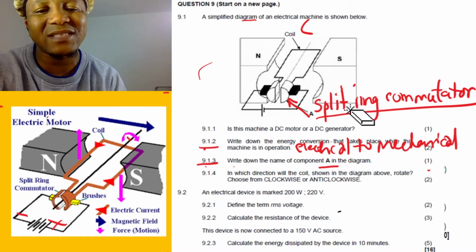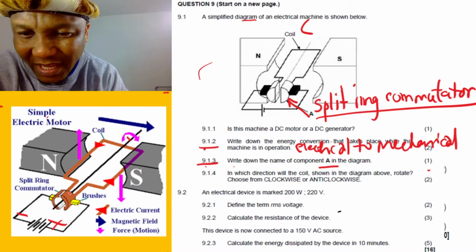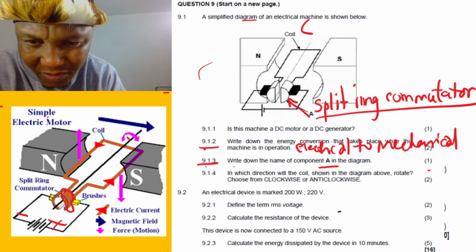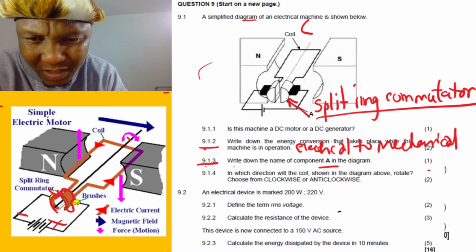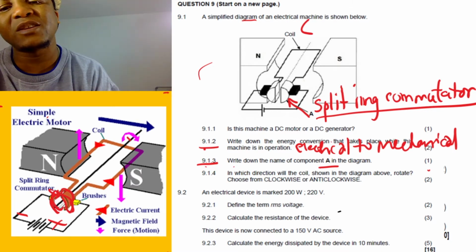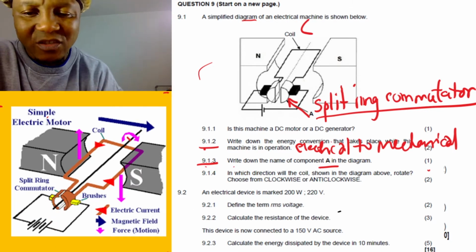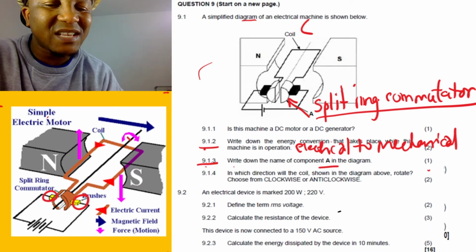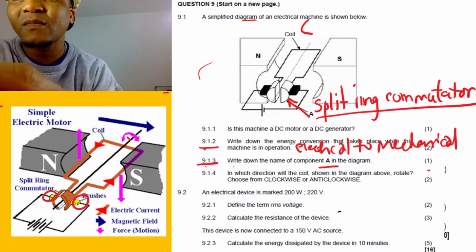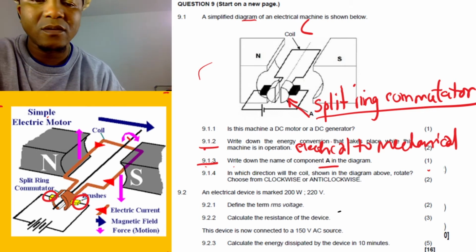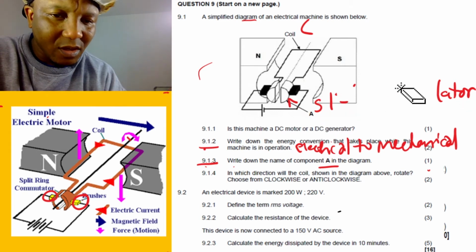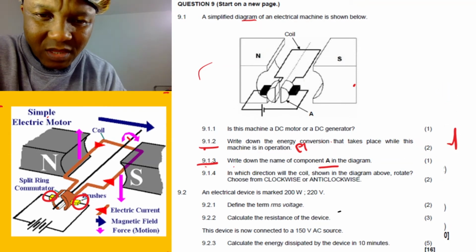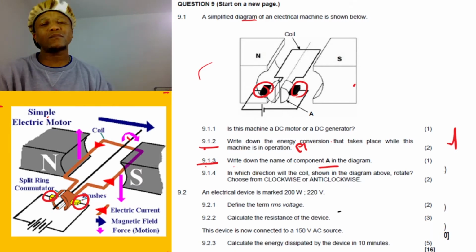But sometimes they're not going to ask like that all the time. Remember, this is the split ring commutator here. It's on both sides, this side and that side. But sometimes they may ask you for the brushes. Brushes is this stuff here, the one in yellow. For this case here, if they ask for a brush, it could be these black things here. These are brushes.